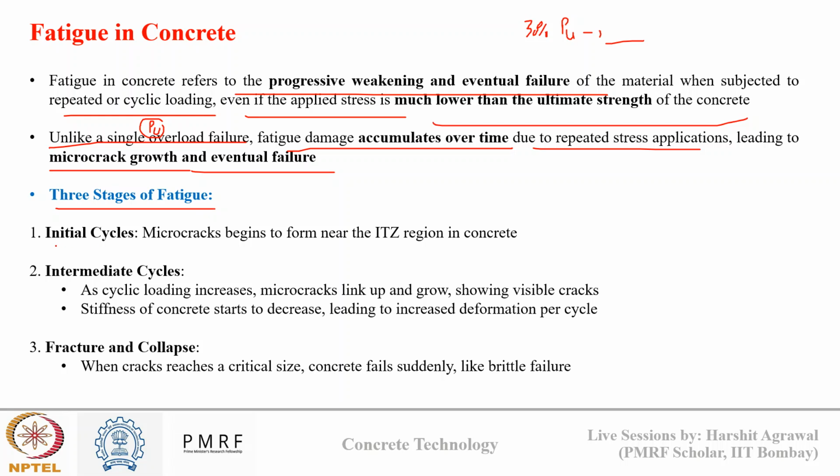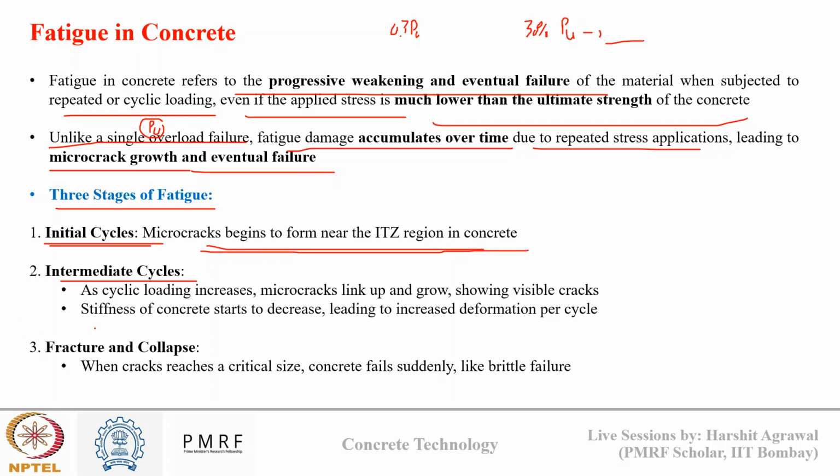Okay, first, during the initial cycle, microcracks begin to grow near the ITZ of concrete. That we have seen multiple times now. Now, as cyclic loading continues, what happens during the intermediate cycle? So this was the initial cycles of loading, like 0.3 Pu we applied, then we removed, then we applied, then we removed. So in initial cycles, we will see microcracks begin to form in the ITZ.